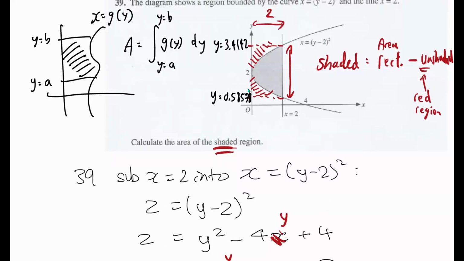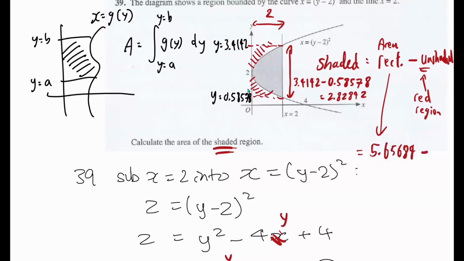So let's calculate this. 3.4142 minus 0.58578. Let's see what that value is. You end up with 2.82842. Right? Good. And therefore the area of the rectangle is 2.82842 multiplied by our 2. You actually end up with 5.65684. Minus away the unshaded region, which was whatever was the answer from below.